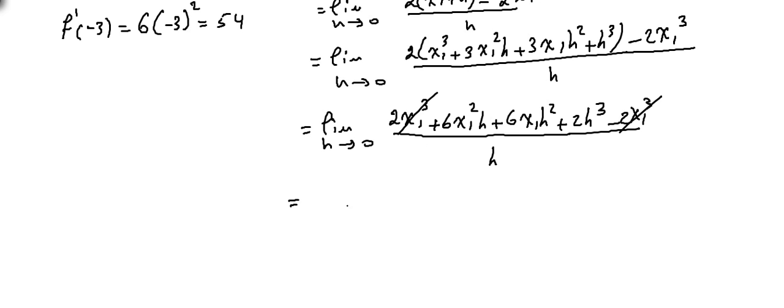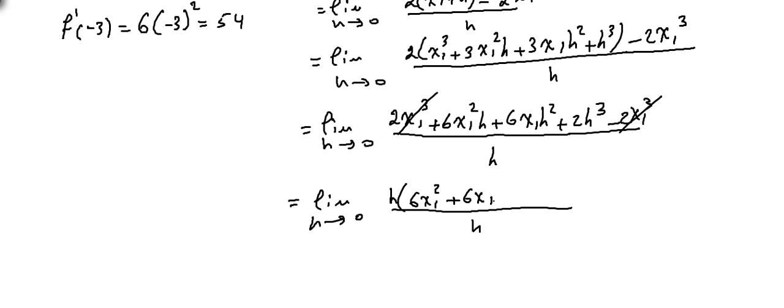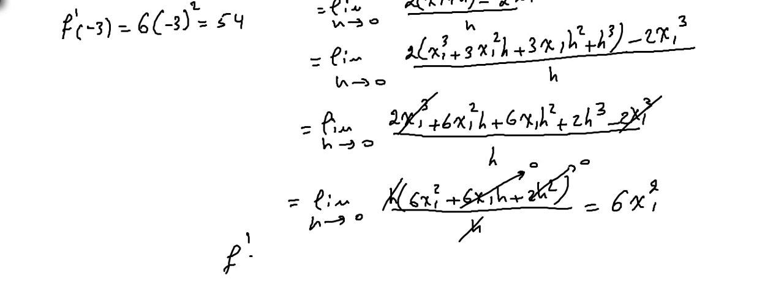Now, since we have h in the denominator, we take h as a common factor. We get 6x1 squared plus 6x1 h plus 2h squared, and we cancel the h. Then we replace h with 0, so these terms will be 0. The final answer is only 6x1 to the power 2, and we did it here. Now, this is f prime of x1. What is f prime of minus 3? It's 6 times minus 3 squared, the answer will be 54.